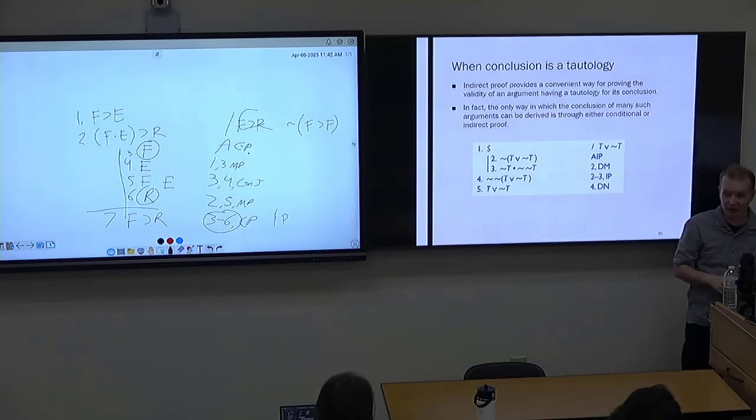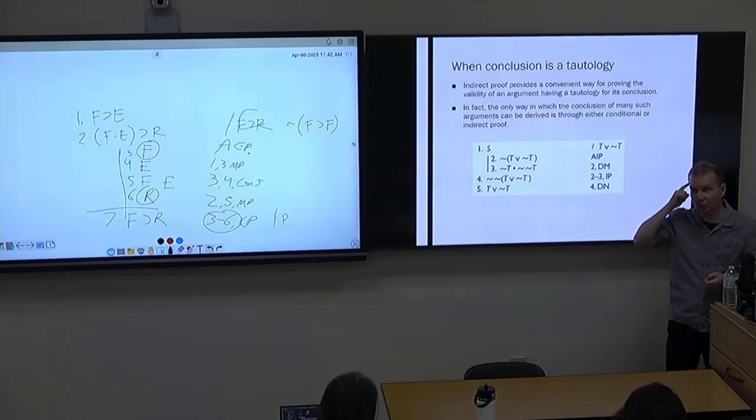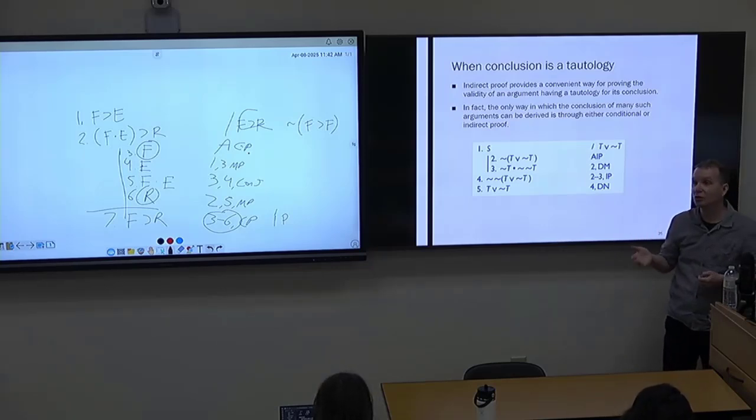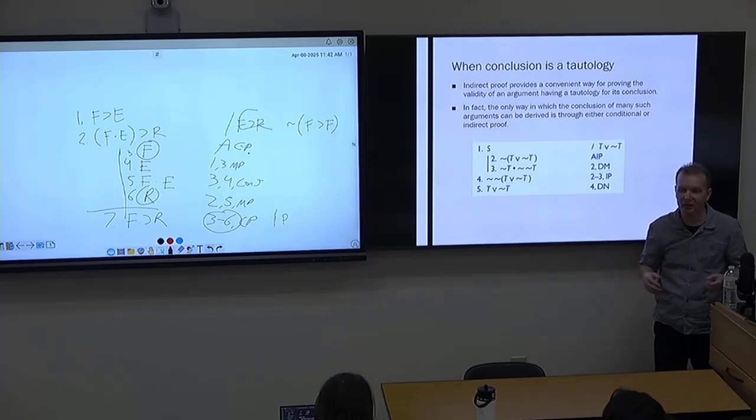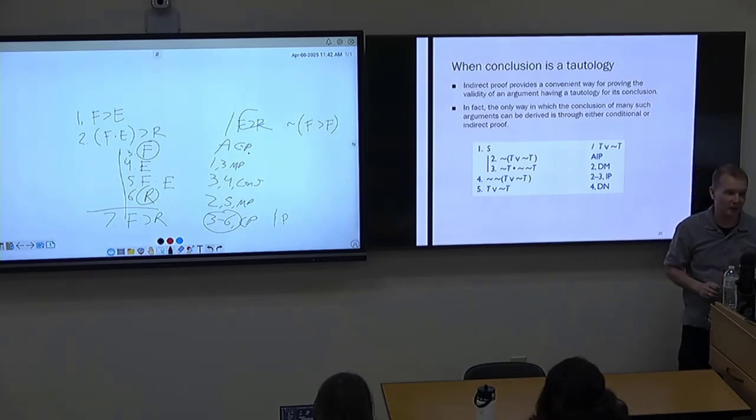So yeah, if the conclusion is a tautology, that's the only way to prove it. In other cases, you can prove it without going into indirect or conditional, but it's just going to be longer. It may take many lines, and this is a nice shortcut way.